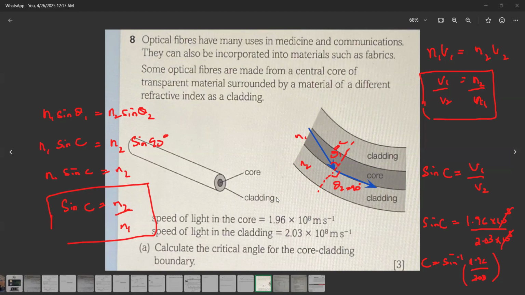Do I need to know the derivation of N1? No need, this is not a derivation, it's just a direct formula. It's derived from the fact that refractive index is inversely proportional to speed. So N1 V1 equals K, and N2 V2 also equals K.